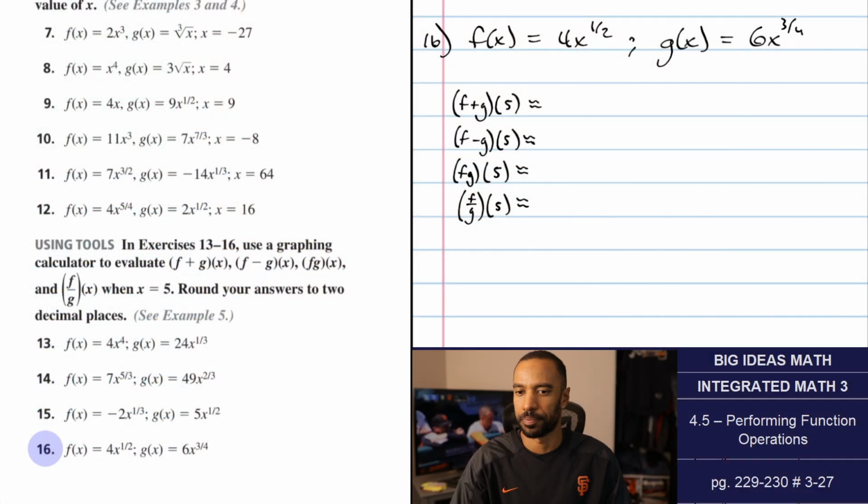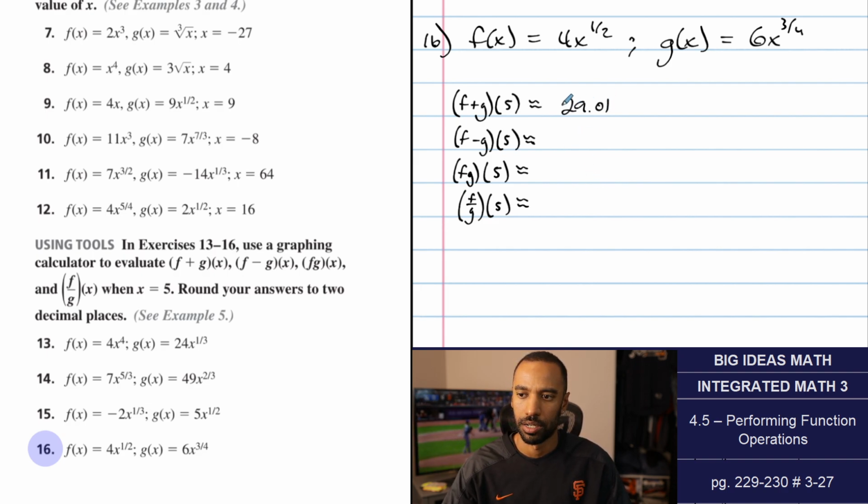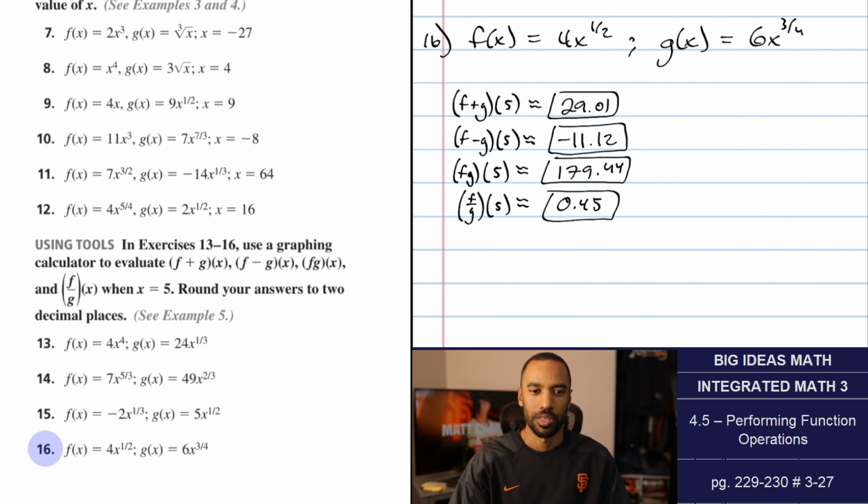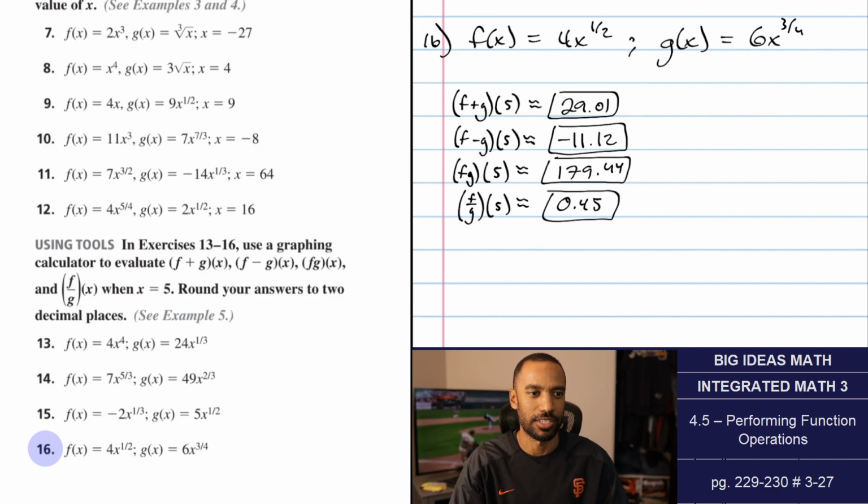Okay. Plus, minus, times, divided by. Let's go back. Okay. 29.01. Negative, it was close. It was negative 11.11, but it rounds up to 1.2. 179.44. I like my numbers to look cool, you know what I mean? And 0.45 when rounded. All right. Those are probably the quick ones. Let's move forward to the next set.